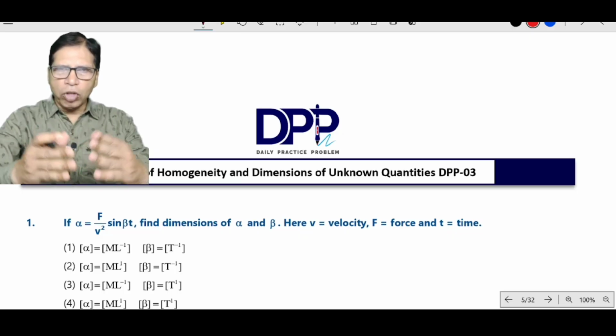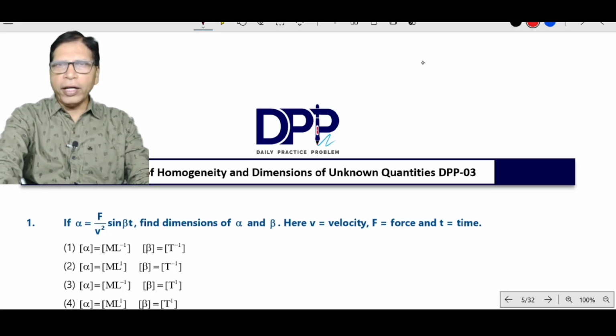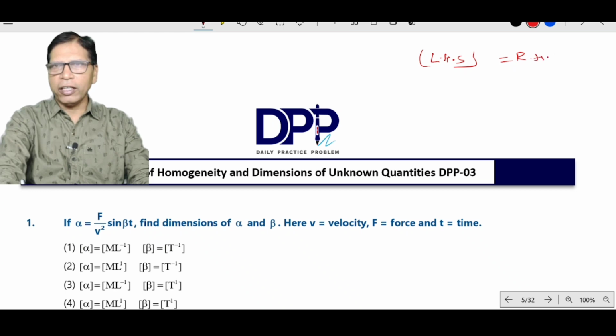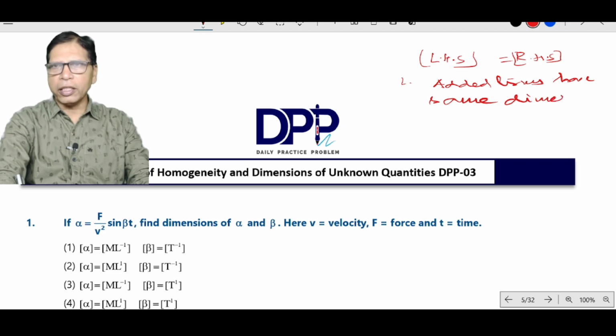The formula to solve these MCQs are, look at this: the dimension of LHS is equal to dimension of RHS. Number two formula: the added terms have same dimension. Look at this.